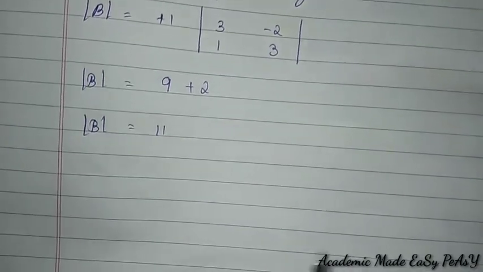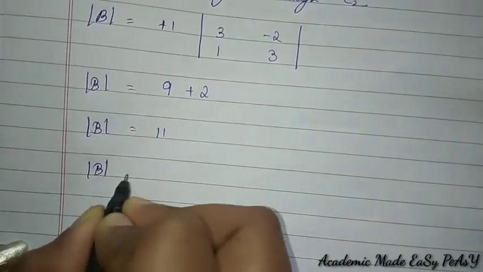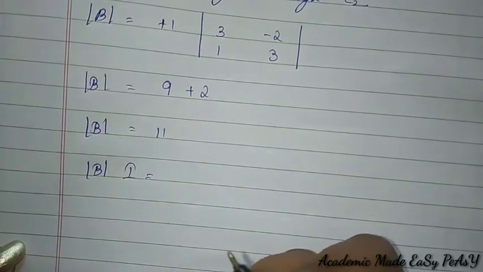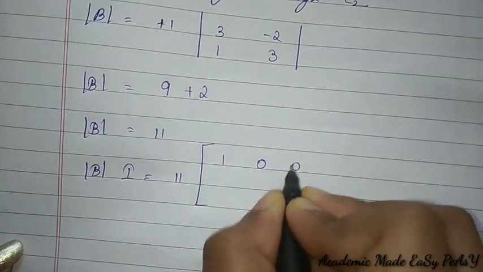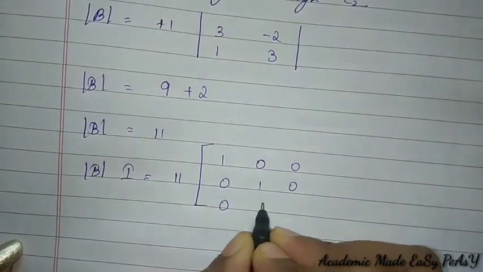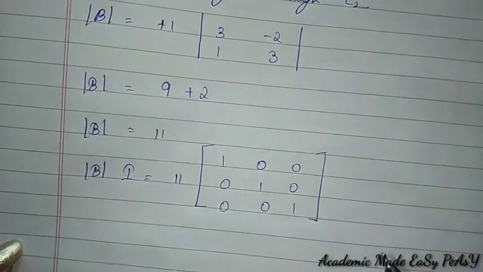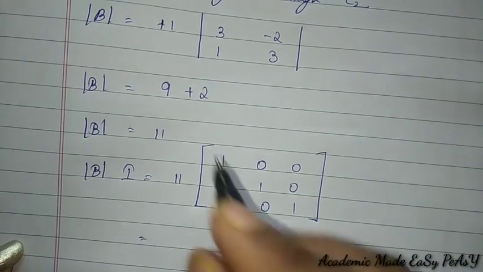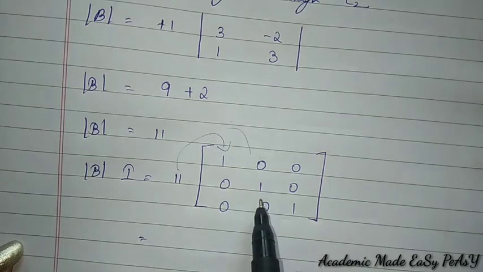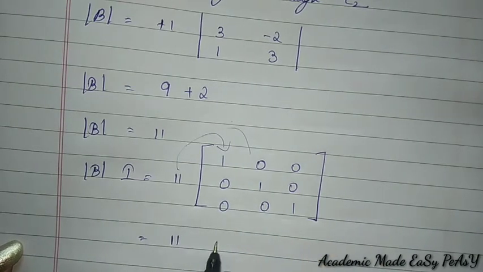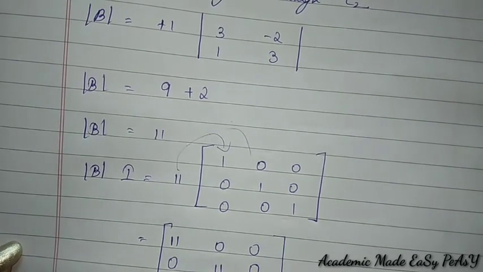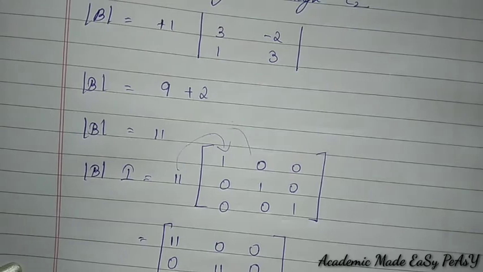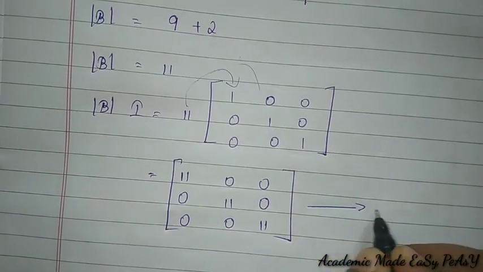So now what will I find? Determinant B into the identity matrix. So 11 into 1 0 0 0 1 0 0 0 1. So this is the identity matrix. So now I will be multiplying this inside. So 11 0 0 0 11 0 0 0 11. So this is the matrix that I got after multiplying. So this will be my equation 3.